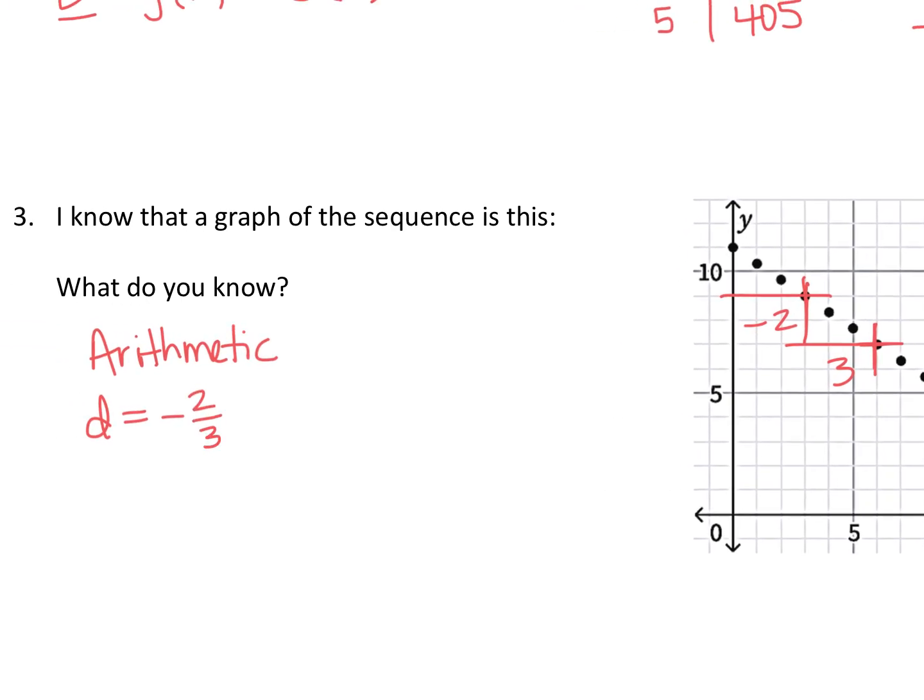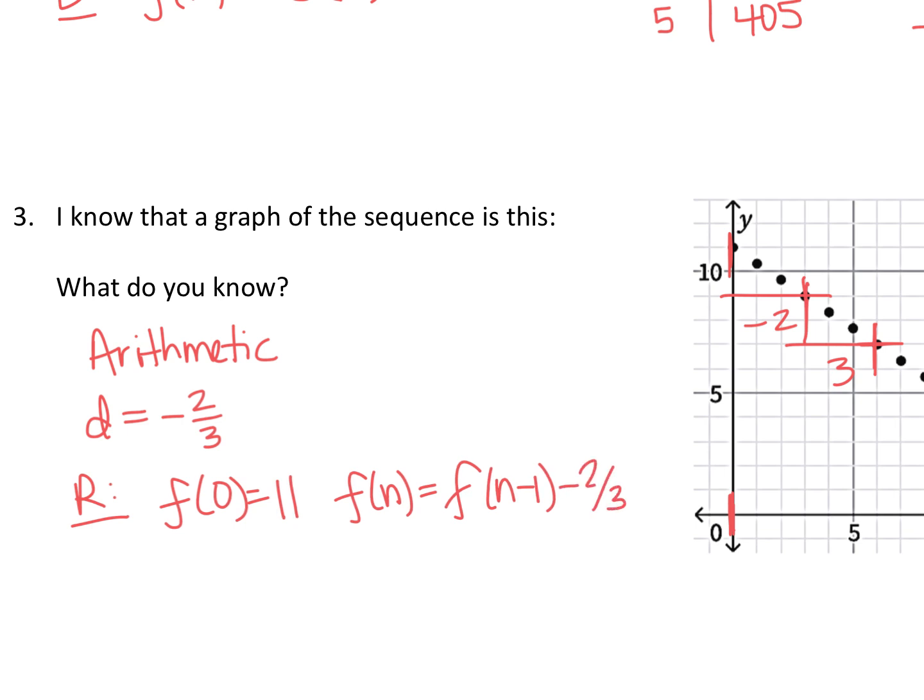All right, what else do we know? We know our recursive formula. So our recursive is f of 0 equals, do you see right here on the y-axis, it crosses at 11. So that's our start. And then f of n equals f of n minus 1 minus 2/3. And then let's do our explicit.